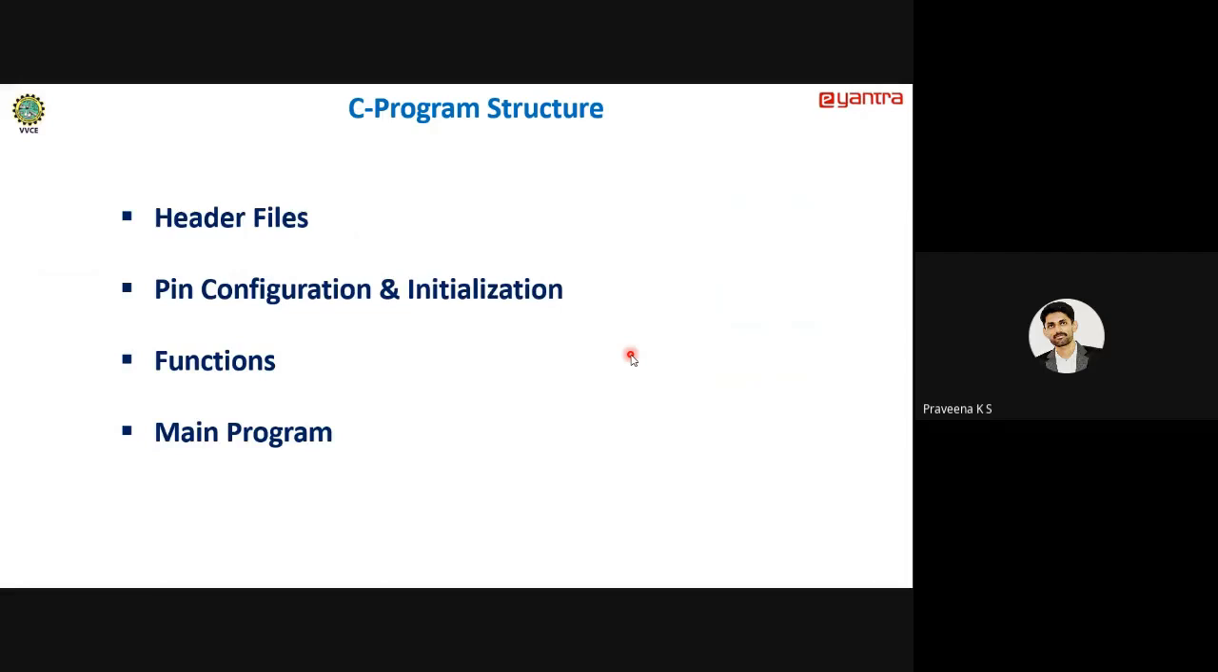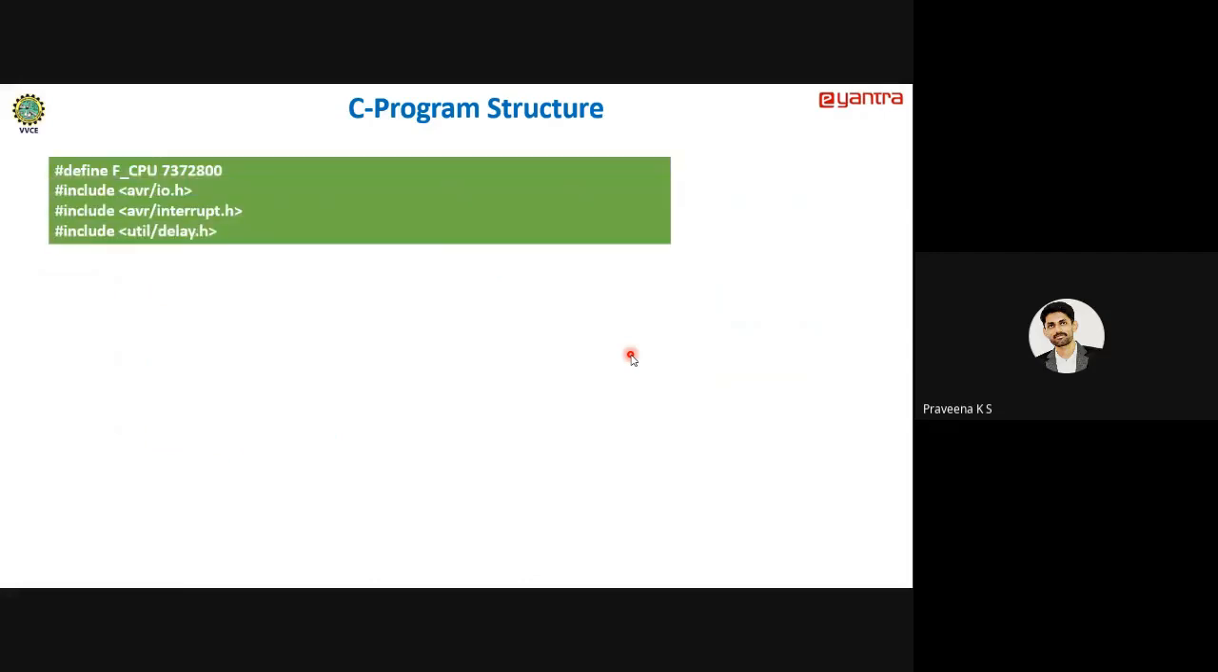Fine. For the C program structure, we shall see again, I think we've already seen this: header files, then pin configuration, then functions, and then the main program. So we shall see the header file first. In the header, we have to define the operating frequency of the controller, which is around 7.3 megahertz. Then you have to include the AVR IO header file for all the IO pins.